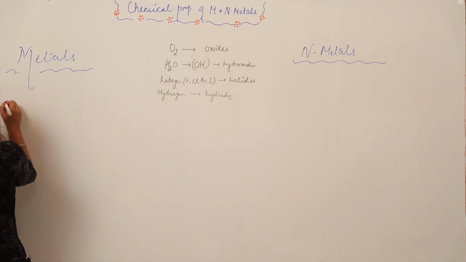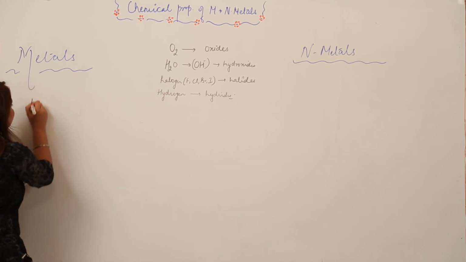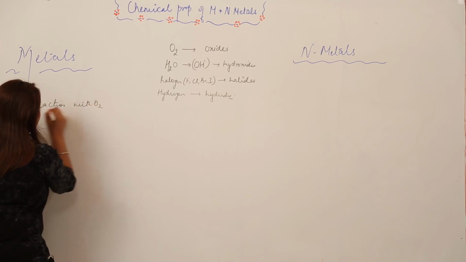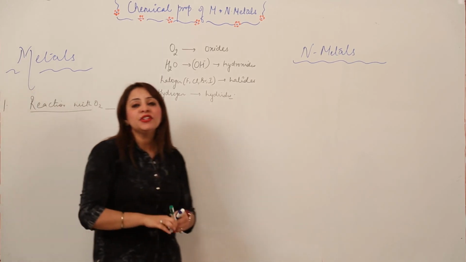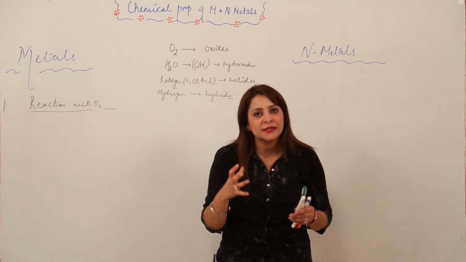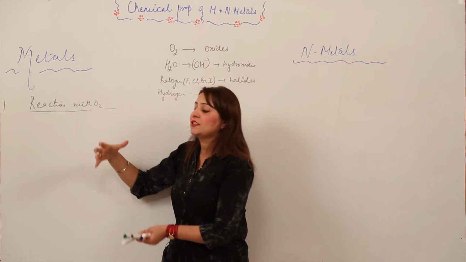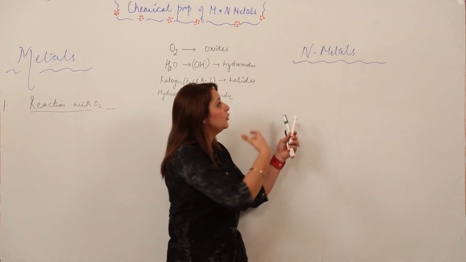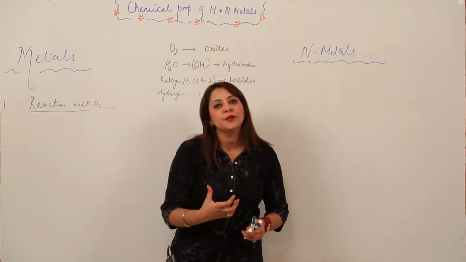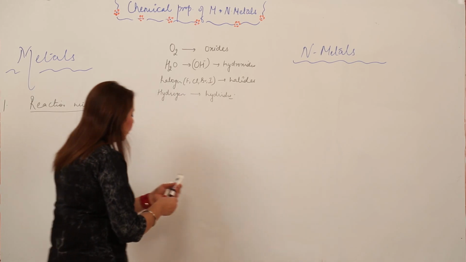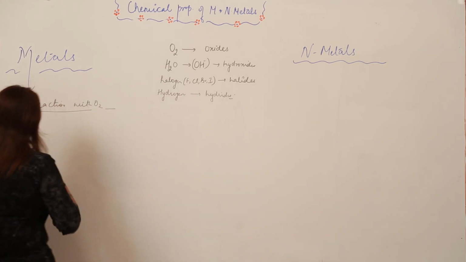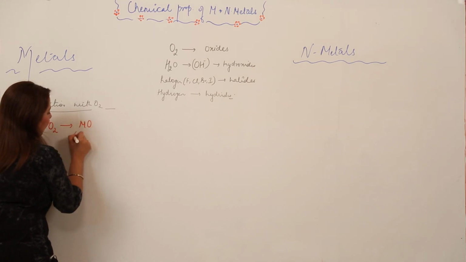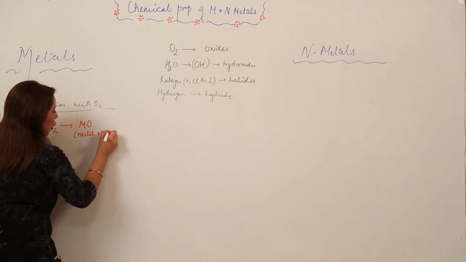The first reaction we are considering for metals and non-metals is the reaction with oxygen. As I told you, anything which reacts with oxygen leads to the formation of oxide. So the reaction of metal with oxygen will obviously lead to the formation of metal oxide, and the reaction of non-metal with oxygen leads to the formation of non-metal oxide. See, I am writing on the board, so just look at the board. What happens when metal reacts with oxygen? It forms metal oxide.